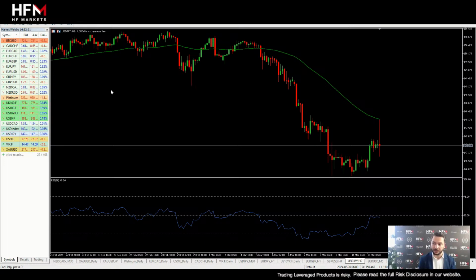And of course, if the Federal Reserve does start to cut interest rates, it starts to lose its importance as a safe haven asset and as a hedge against inflation. And the third aspect of it is that they're increasing interest rates while everybody else is decreasing, and the yen is extremely, extremely cheap.